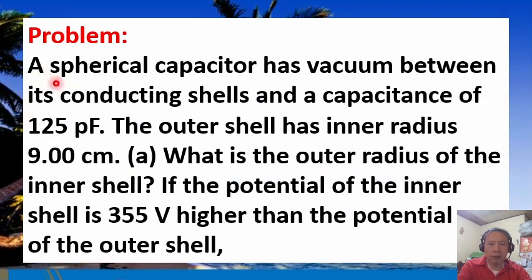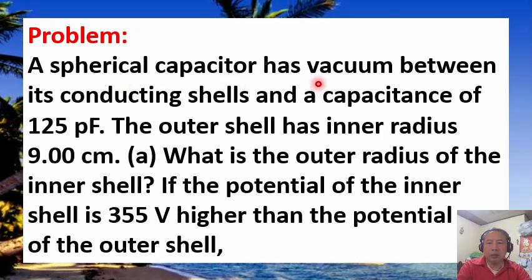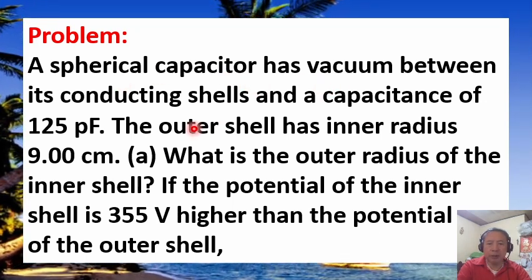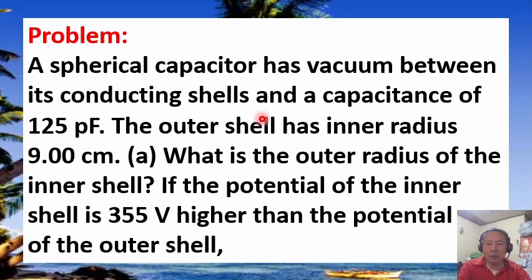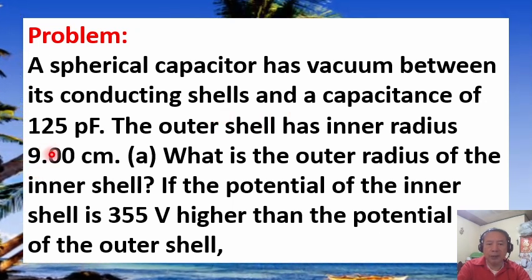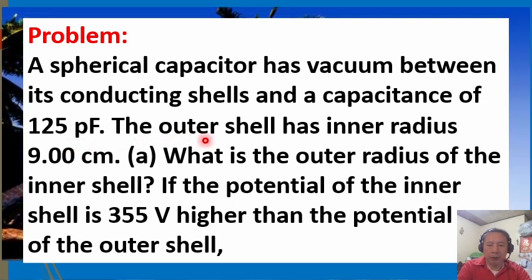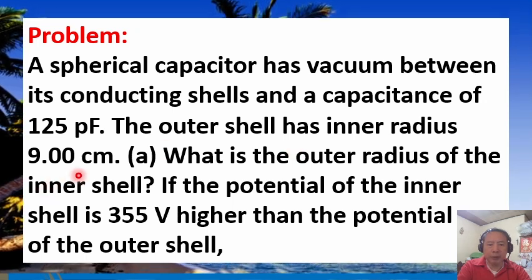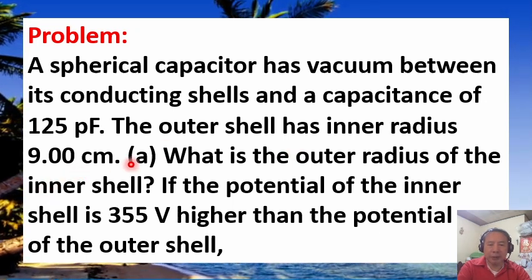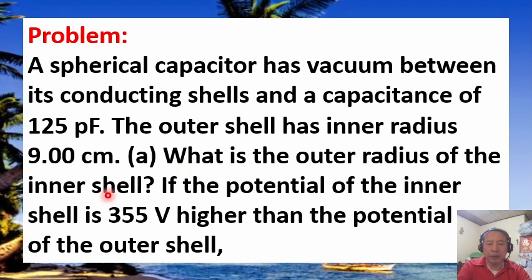The problem is, a spherical capacitor has vacuum between its conducting shells and a capacitance of 125 picofarad. The outer shell has inner radius 9.00 centimeters. Question letter A: What is the outer radius of the inner shell?